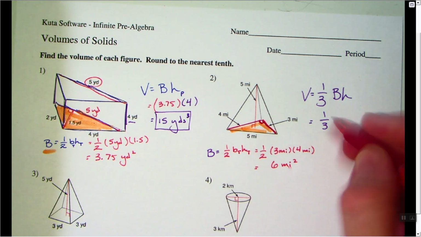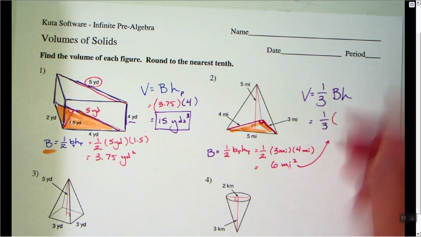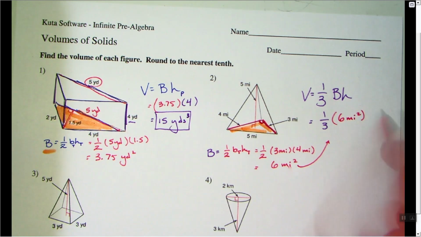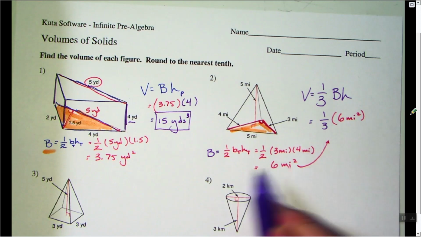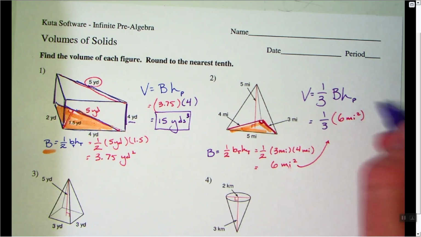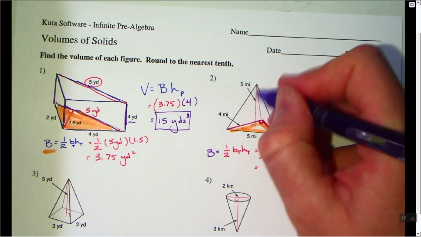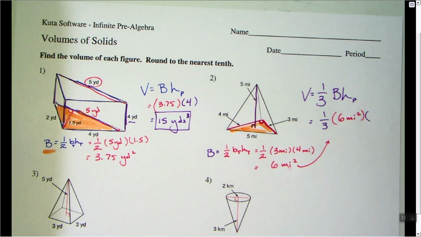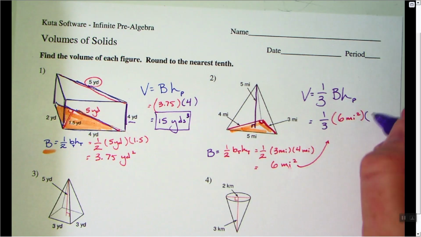Okay, I can plug that in right here. 6 miles squared times the height. Now, this is not the height of the base triangle. This is the height of the pyramid, which is right here at 5 miles. I'm curious to know what this is. It's huge. Okay, 5 miles.